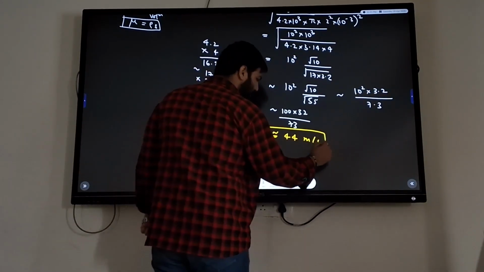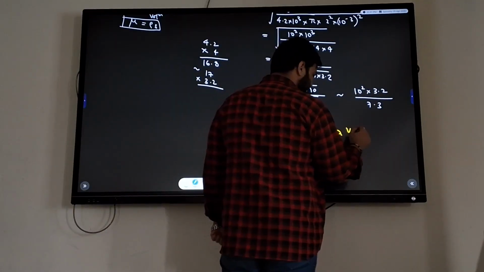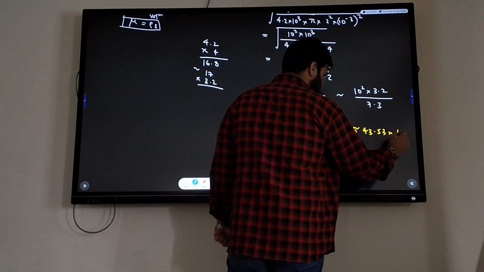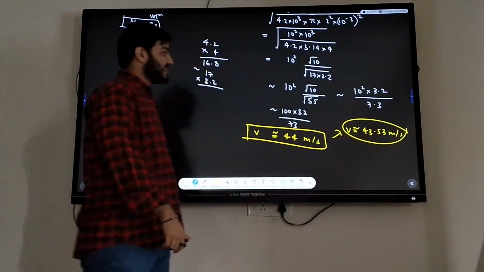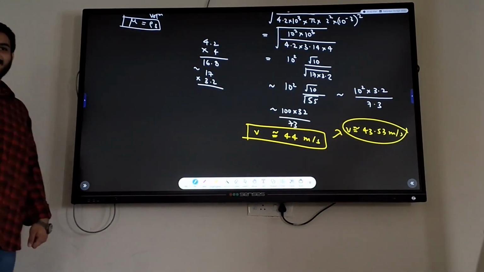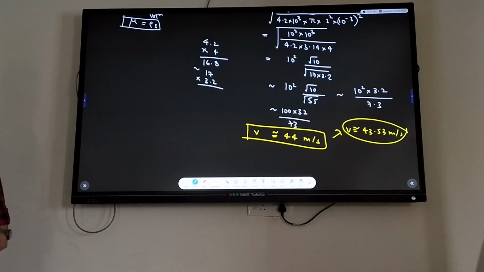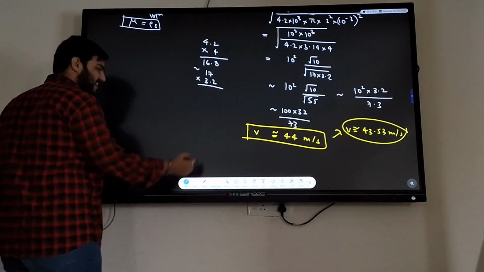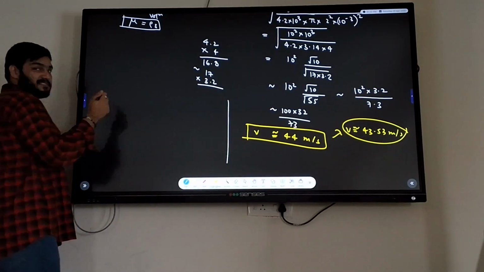If you actually do it, then you will get something like 43.53 meter per second. That's the market approximation. Yeah. Very good. So we found the B. Now we can find the K, na? And we can find omega.